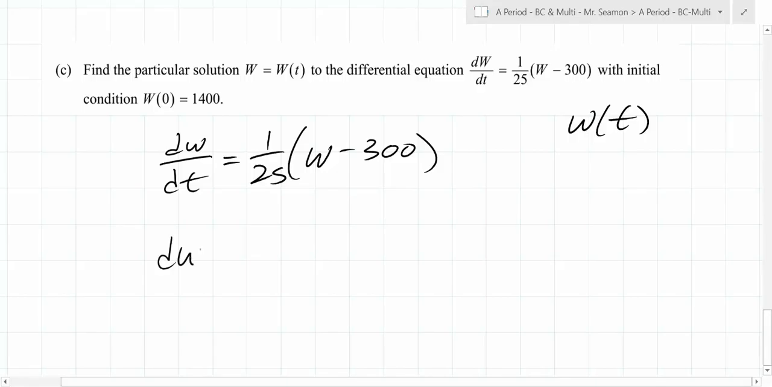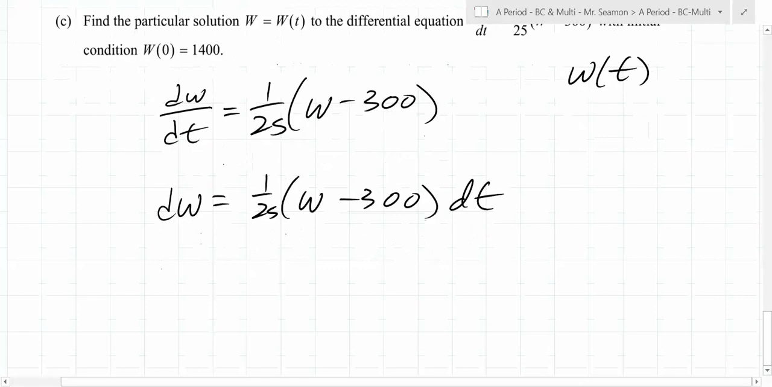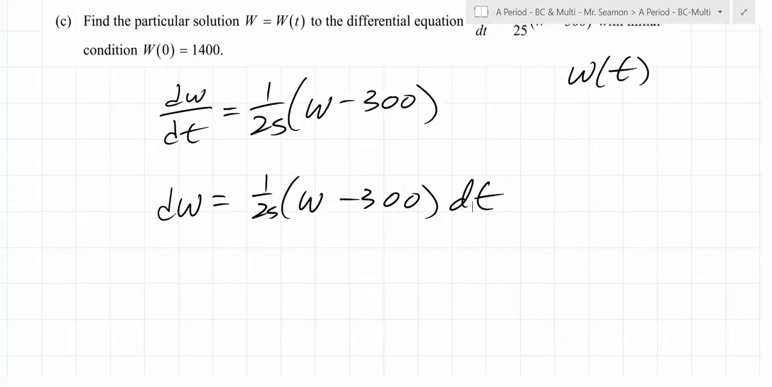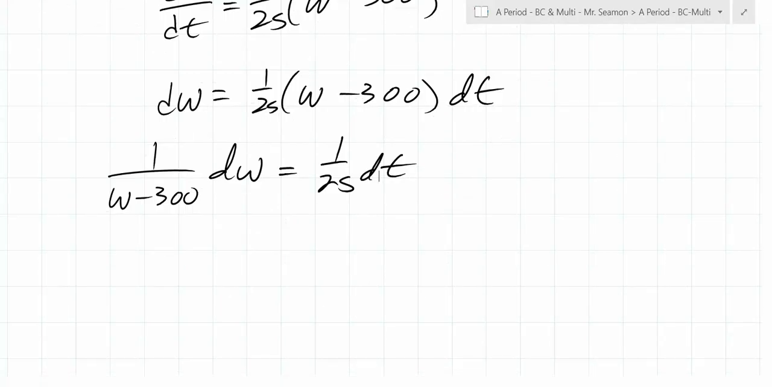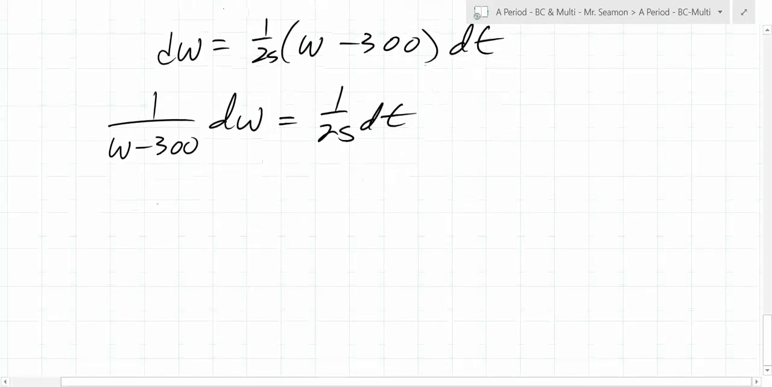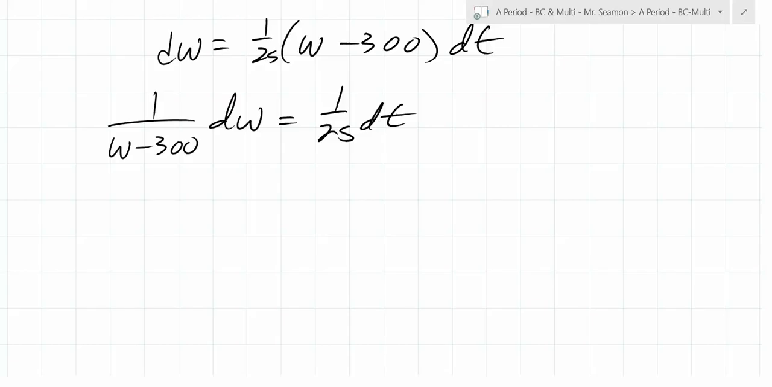Divide by dt on both sides? Sure, you could have dW equal to 1/25 (W minus 300) times dt. Now what? Divide by W minus 300. Okay, so you have 1 over (W minus 300) dW is equal to 1 over 25 dt. Hey, we separated variables. Nice. So now what do we do? Integrate both sides.